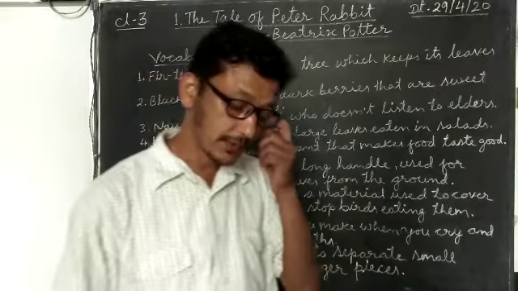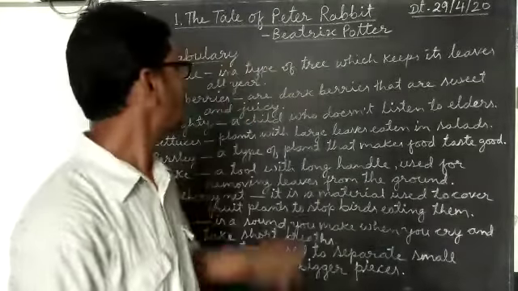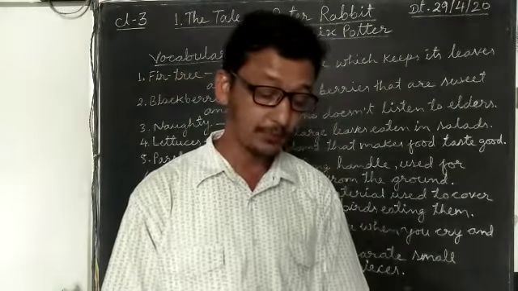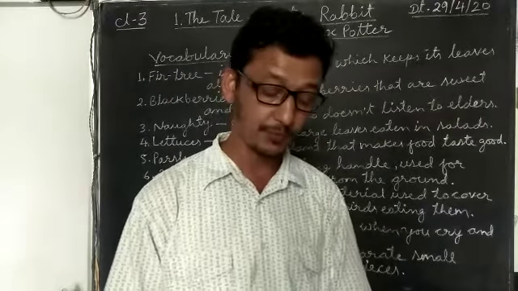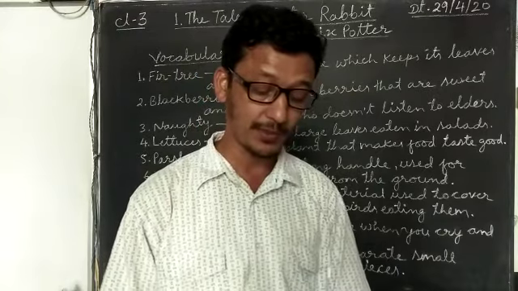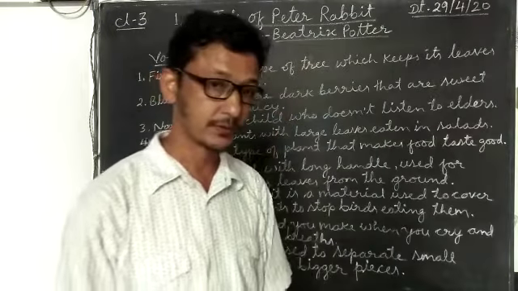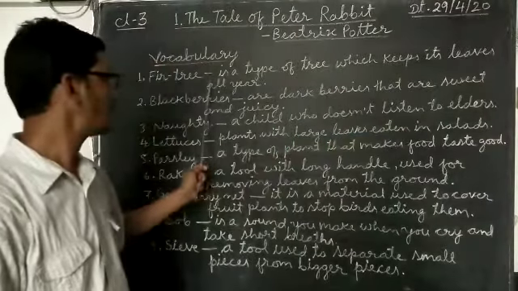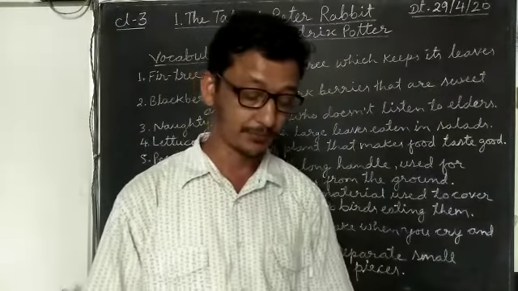Now, let us say about the story. The Tale of Peter Rabbit. Once upon a time, there were 4 little rabbits, and their names were Flopsy, Mopsy, Cottontail, and Peter. They lived with their mother underneath the root of a very big fir tree. Fir tree is a type of tree which keeps its leaves all year. That means it does not shed its leaves during autumn.